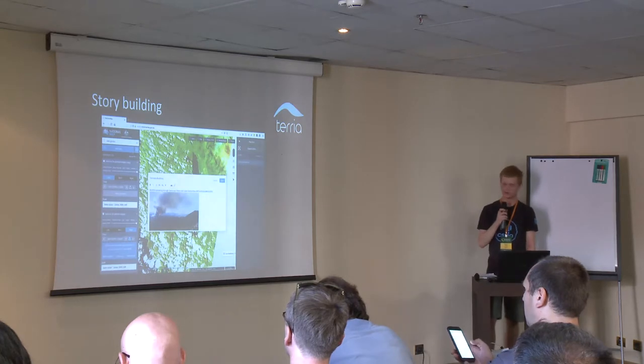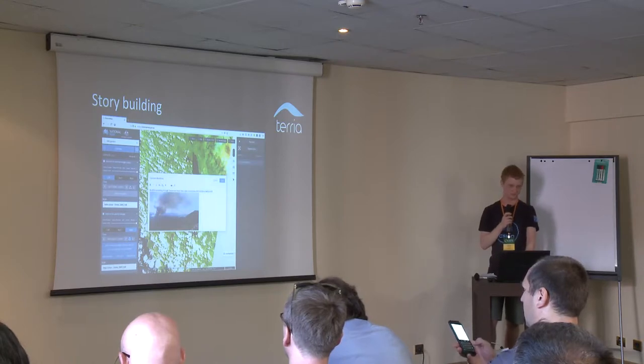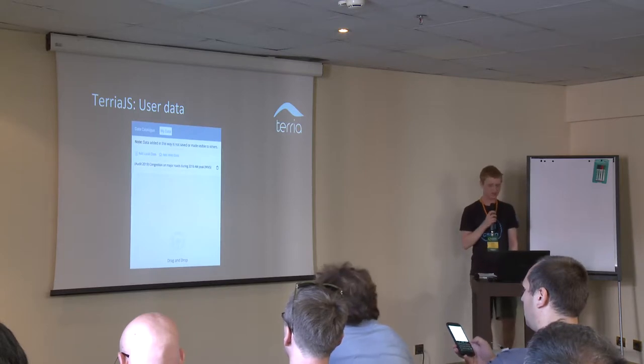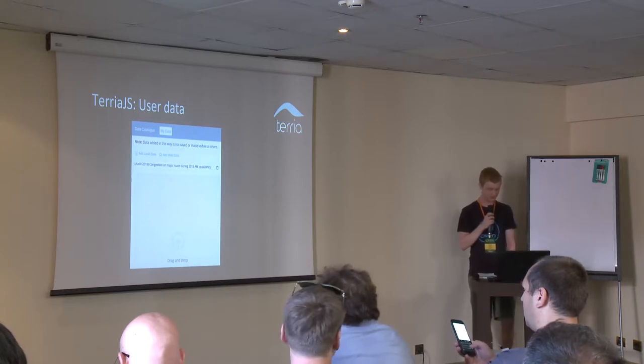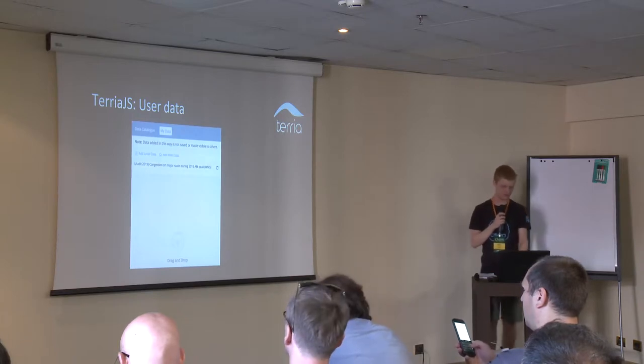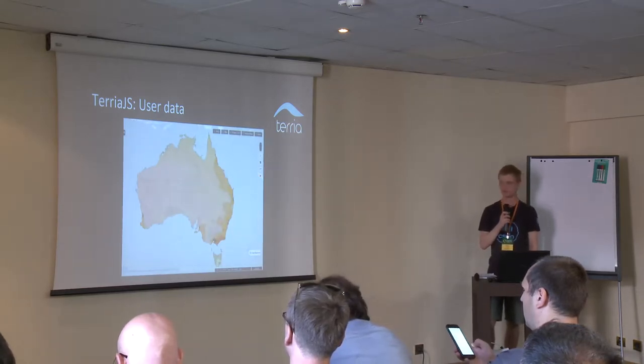It also includes a story builder that allows you to capture scenes involving datasets, feature info, graphs, and/or the splitter, and add a short title, description, and pictures to each. You can then share this story with others. It also includes the ability for users to add their own data to the map, either locally via file or via a web service. And a 2D Leaflet fallback for browsers unable to run WebGL fast enough for Cesium, with wide format support.